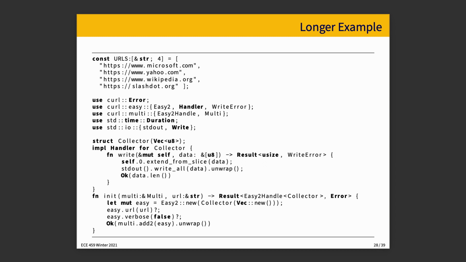And we have our usual imports. And we have a little collector structure, and the collector structure is really just a vector of unsigned 8-bit integers, and we're going to implement the Handler trait for this. And the Handler trait implements this write function, which takes as arguments, well, itself, because it's a member function, fine, and our data, which is a reference to an array of unsigned 8-bit integers. So it's just bytes, just data.